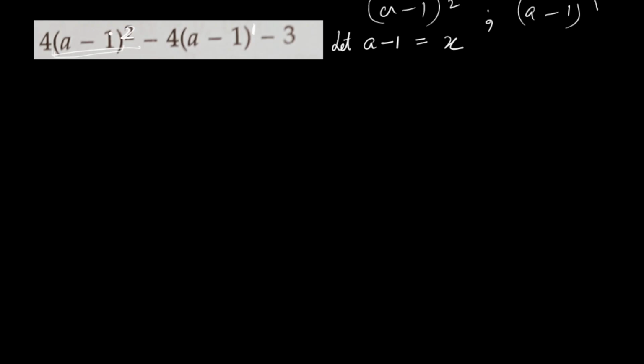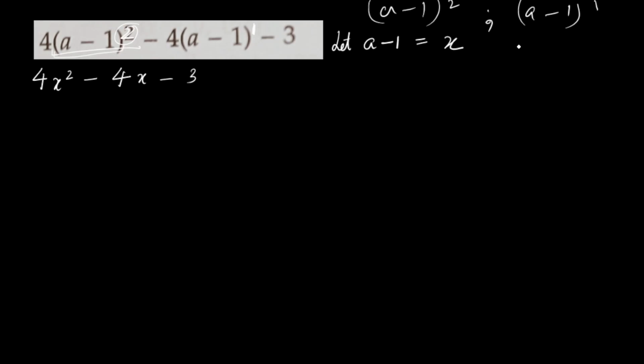So what the given expression will become then: 4 into, at a minus 1's place we can write now x. So 4x square, because the power is square. Then minus 4, again at the place of a minus 1 we can write x, because we have assumed. So assumptions we have to do in this type of question. Now you can see the question has become exactly similar to the questions which we have already solved.